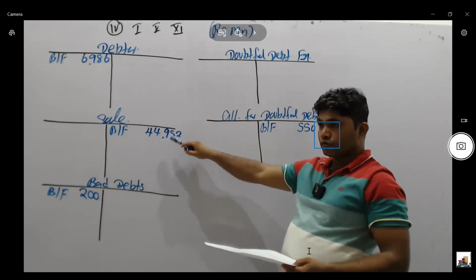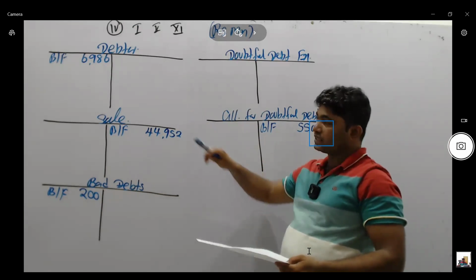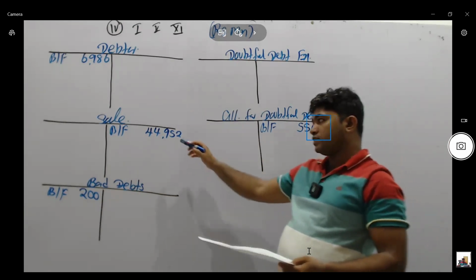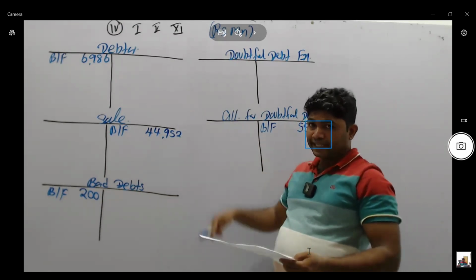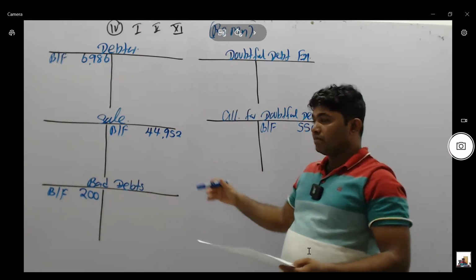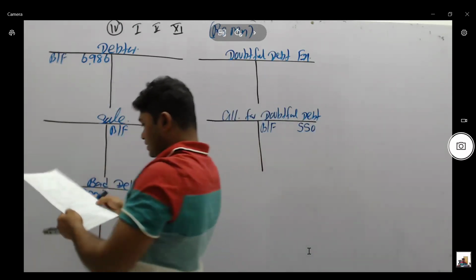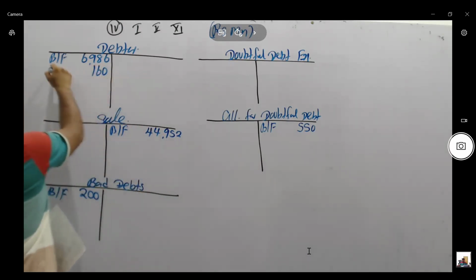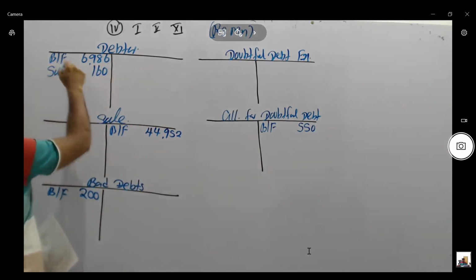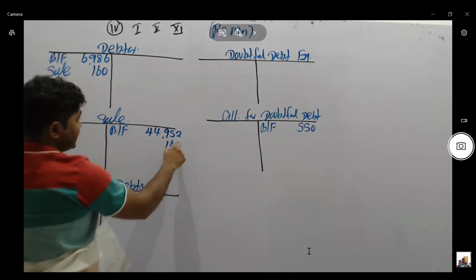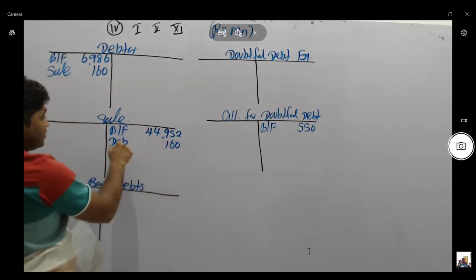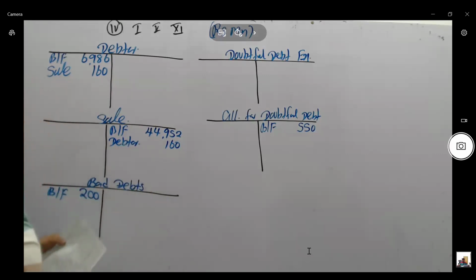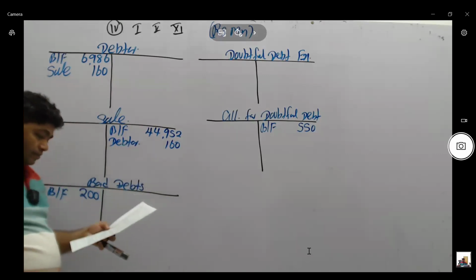This should be done from the beginning in any organization, whether a partnership or a company. Sales invoice means credit sales, double entry: debtors account debit, sales account credit. So 160: debtors account debit as a sales, and sales account credit as a debtor. For this adjustment, you have to apply double entry: debtors account debit, sales account credit.